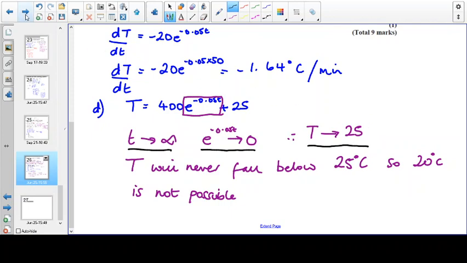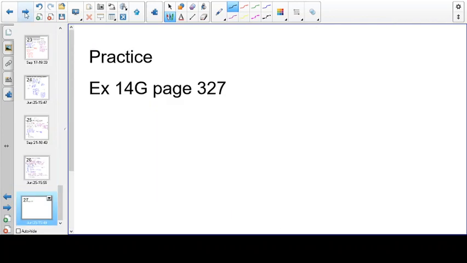Okay, so that draws an end to Exponentials and Logs Part 2. So you should now be able to have a go at exercise 14G, where everything that you've learnt comes together in those questions.